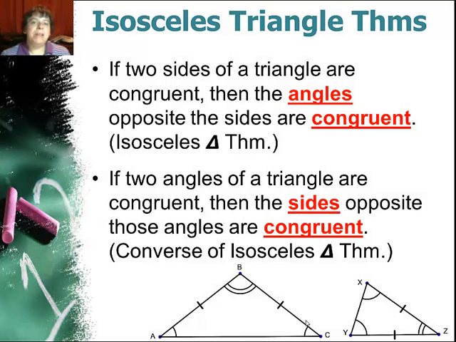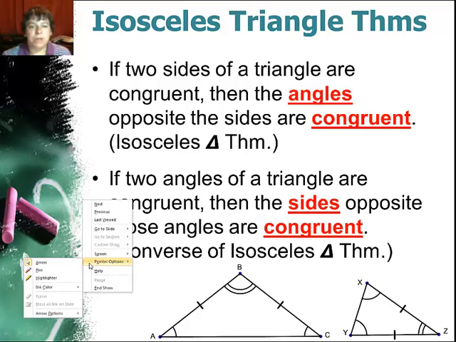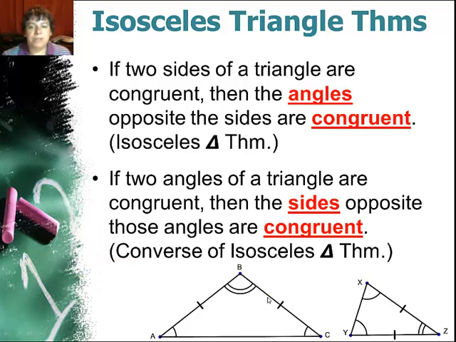Now, the main isosceles triangle theorem says if two sides of a triangle are congruent, then the angles opposite those sides are congruent. So if I highlight that, you see this side goes with this angle, and this side goes with that angle. If the two sides are congruent, then those two angles are congruent. Now, you can also go the other way. You can start with the angles going with the sides. So if the two angles are congruent, then the two sides opposite those are congruent as well.